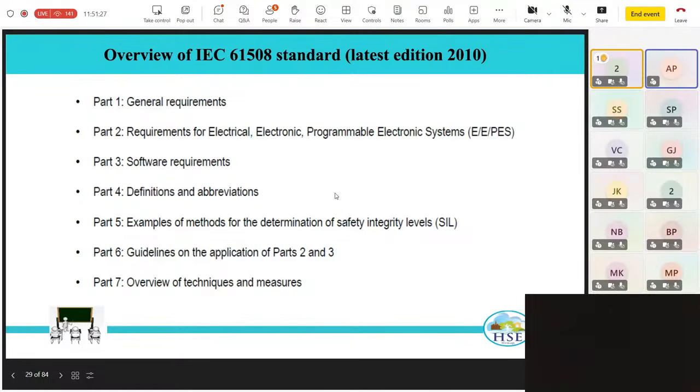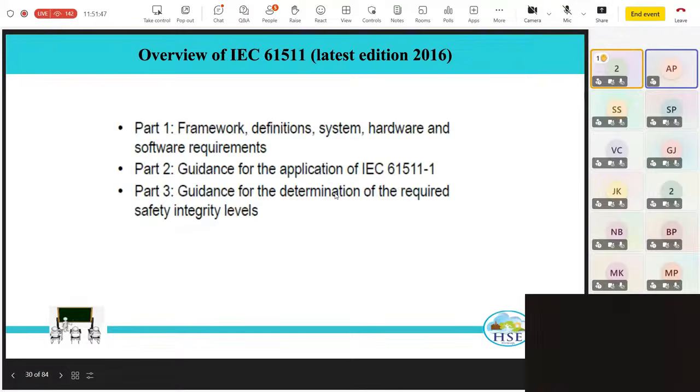Okay. And part 7 is the overview of techniques and measures. In our detailed course, we cover a lot about these techniques and measures. Right now, we just understand that these are certain recommendations given by the standard on how to handle various cases when you are actually practicing the IEC 61508 standard. Okay, thank you. Now, overview of IEC 61511.